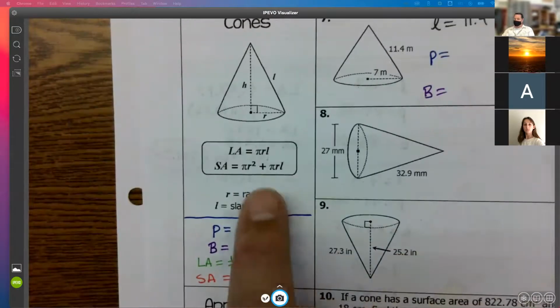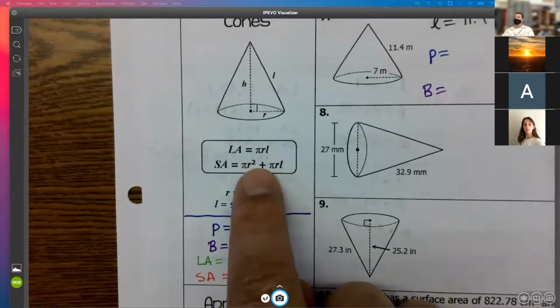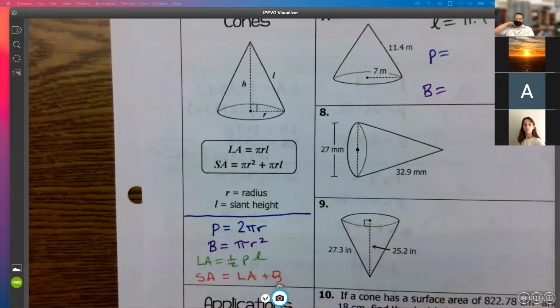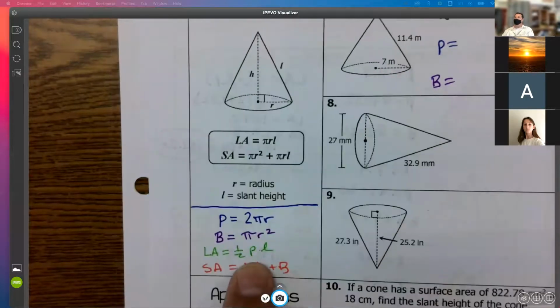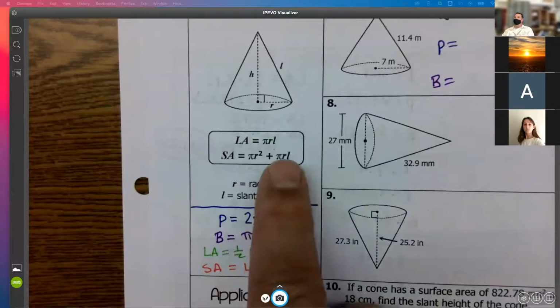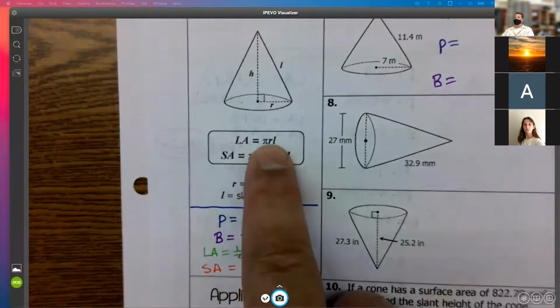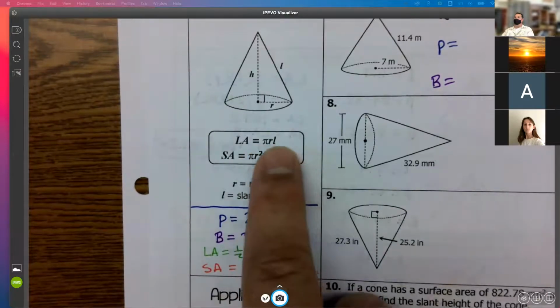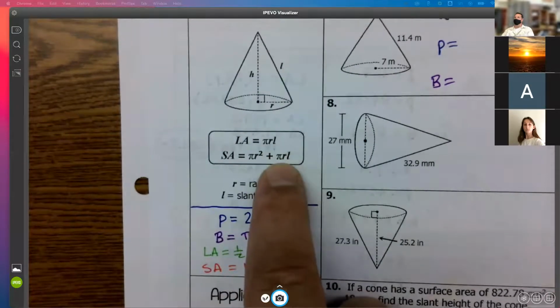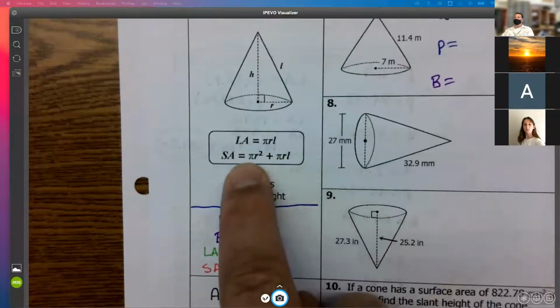You'll notice that they've also introduced some different formulas. Pi RL. Well, that's what happens when you do 1/2 P times L, and P is 2 pi R. Half of 2 pi R is pi RL. And then here they took that same pi RL and they added one base, pi R squared.